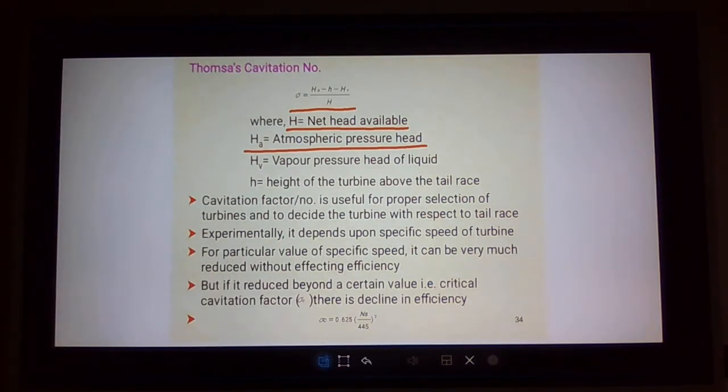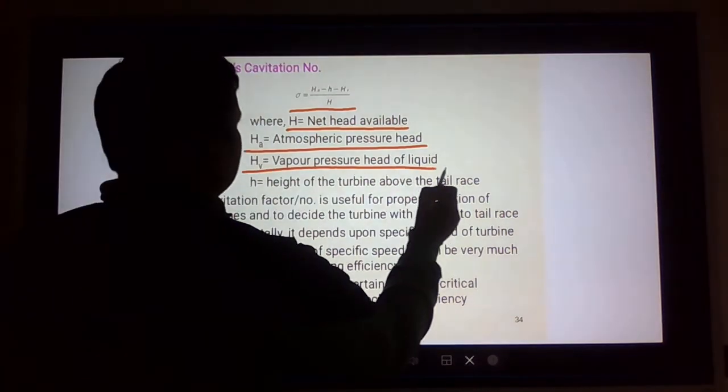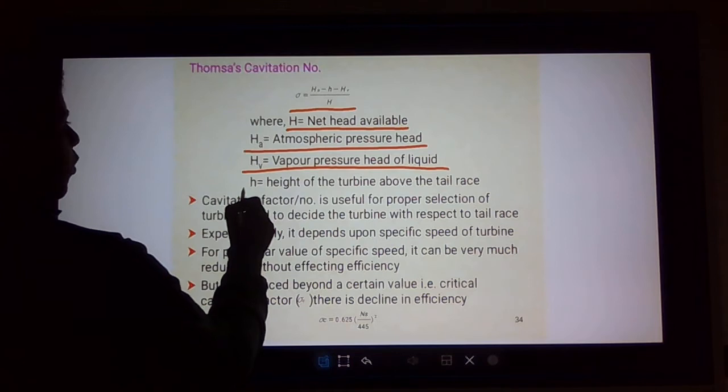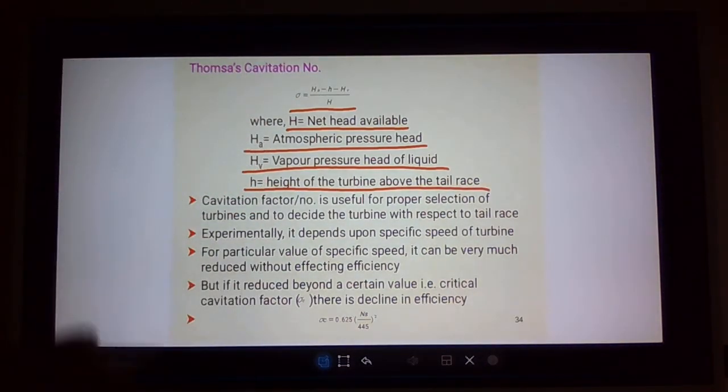What is the atmospheric pressure head at that particular place? HV is the vapor pressure of the liquid. So whatever liquid we are using, what is the vapor pressure of that particular liquid? So that is HV. Okay, and the small h is the height of the turbine above the tail race. So what is the height of the turbine above the tail race level? So that is this small h. So by putting all these values, you can calculate this sigma, the Thoma cavitation factor.